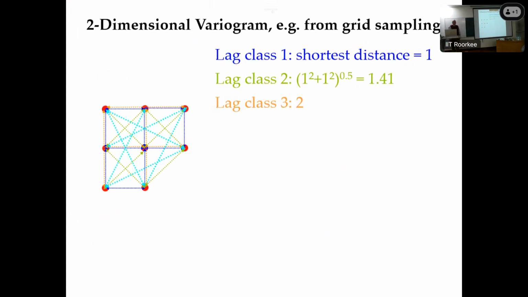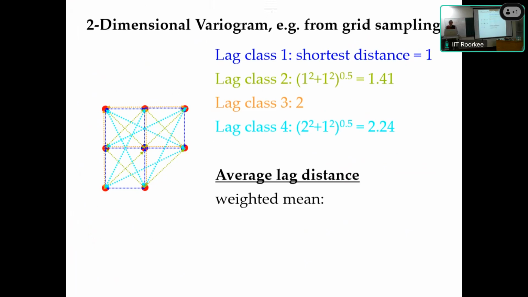And then the next, lag class 4, is calculated by 2 squared plus 1 squared, and then the square root of it, that is 2.24. Oh, now it gets tricky to count all these. 1, 2, 3, 4, 5, 6, 7, 8, 9, I think. We'll see whether I counted correctly.